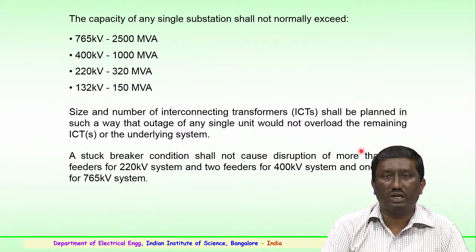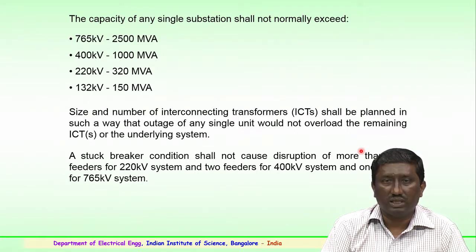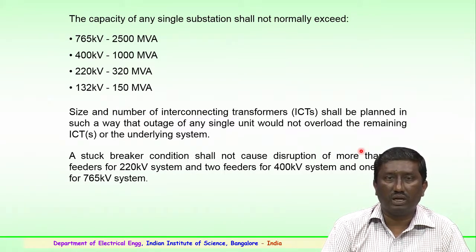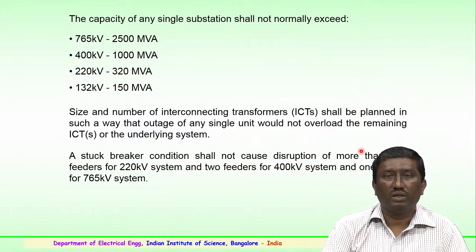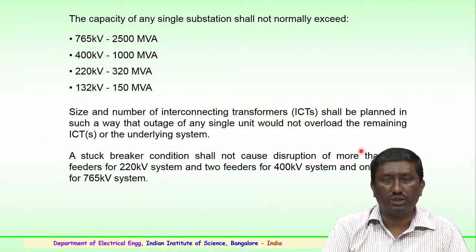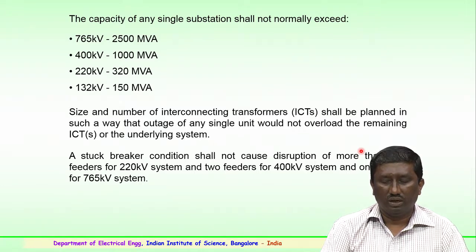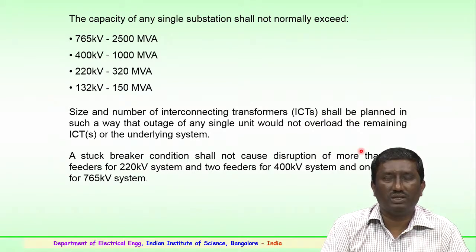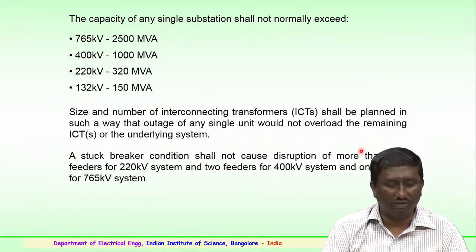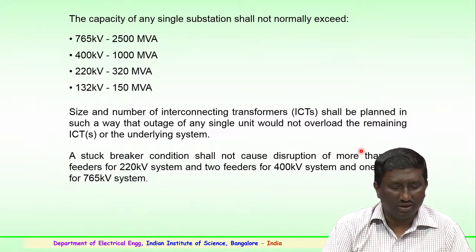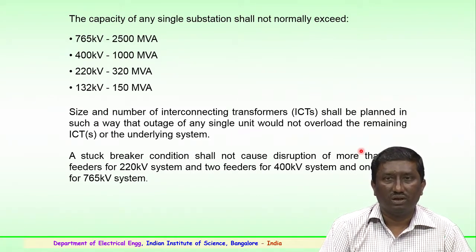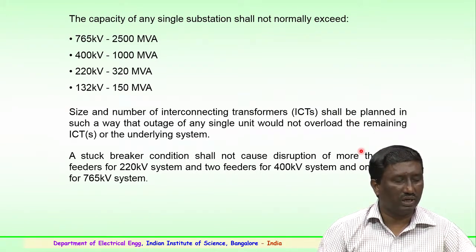And in case any of the breakers malfunctions or a stuck breaker condition occurs, this shall not cause disruption for more than 4 feeders, particularly with respect to a 220 kilovolt system. If the substation is 400 kV, the breaker should not cause disruption to more than 2 feeders, and it should not cause disruption to even a single feeder if operating at 765 kV or 800 kV level. So, these are very important points to be noted for planning, and the capacity which any single substation is normally maintained at has to be strictly followed.